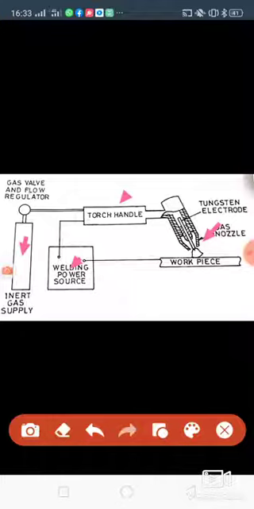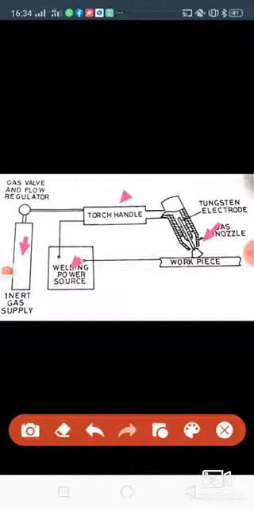If the atmospheric air comes in contact with the hot molten metal, the oxygen present in the air will react with the molten metal to form oxides, and when oxides are formed, the strength of the welded joint will be weaker. To avoid this, inert gas is used, which covers the molten metal and spark, to keep air from coming in contact with the molten metal. So this is the function of the inert gas supply.